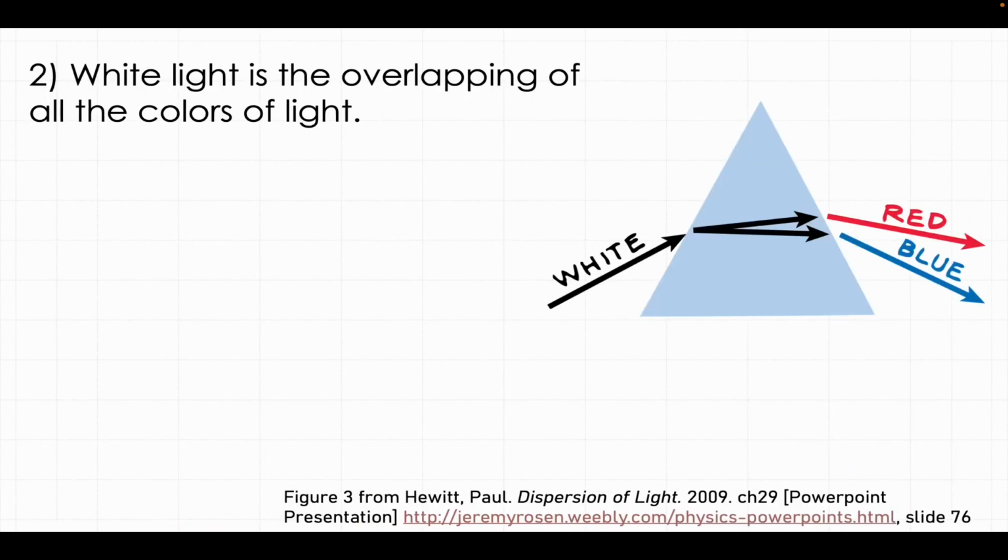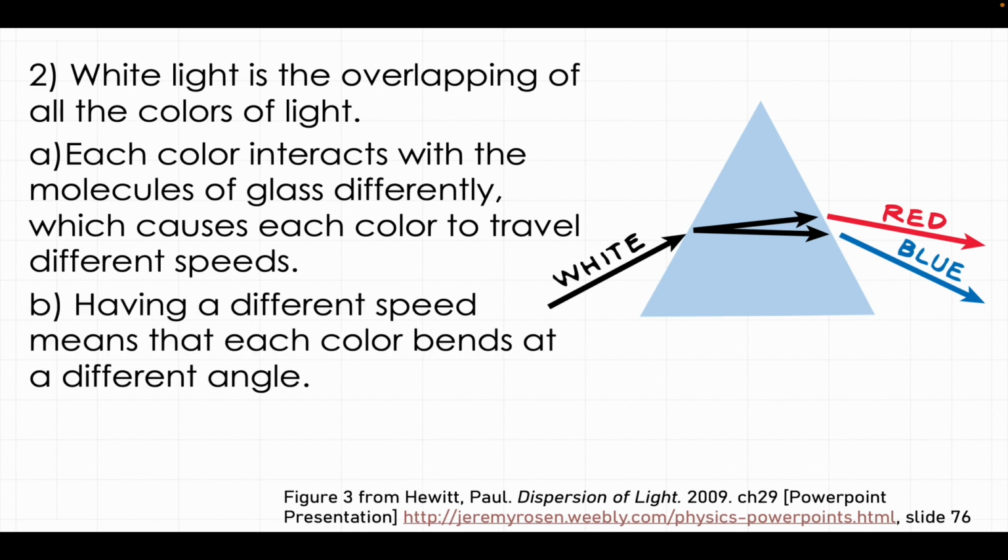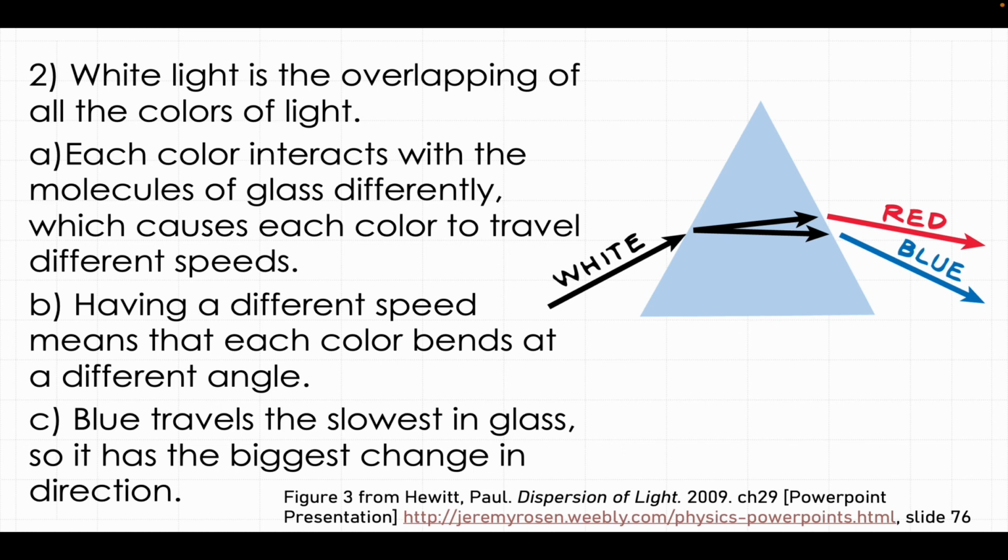Now, white light is the overlapping of all the colors. In figure 3, white light is shown as black. But when the white light hits this boundary, the light actually has a change in direction. And you can see both red and blue, and actually all the colors in between red and blue. The reason for this is each color interacts with the molecules of glass differently, which causes each color to travel at different speeds. Having a different speed means that each color bends at a different angle. Blue travels the slowest in glass, so it has the biggest change in direction.